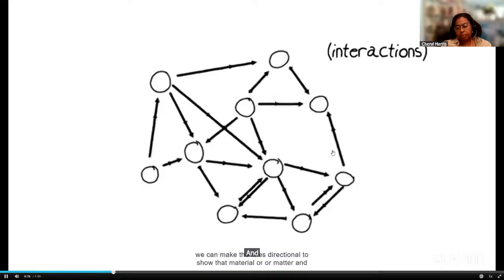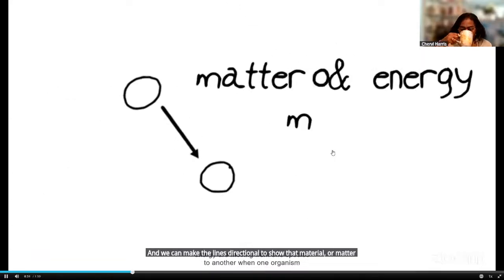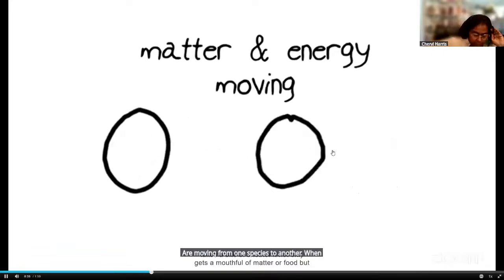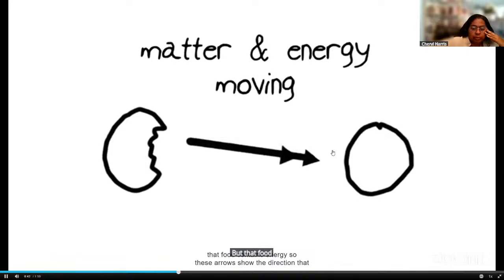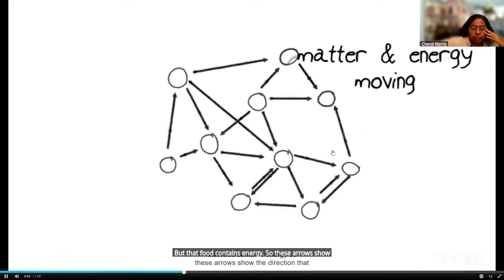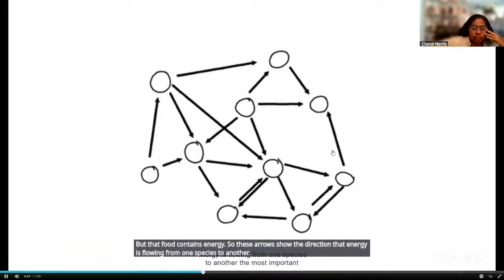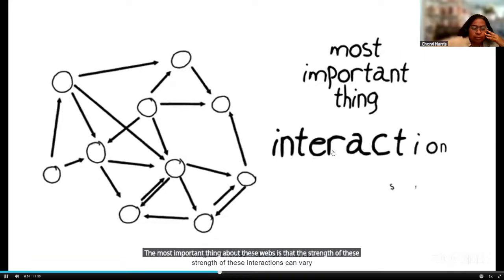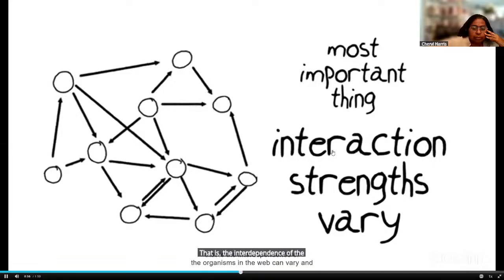And we can make the lines directional to show that material or matter and energy are moving from one species to another. When one organism takes a bite of another, it not only gets a mouthful of matter or food, but that food contains energy. So these arrows show the direction that energy is flowing from one species to another. The most important thing about these webs is that the strength of these interactions can vary. That is, the interdependence of the organisms in the web can vary.